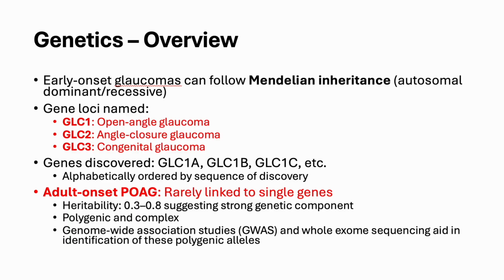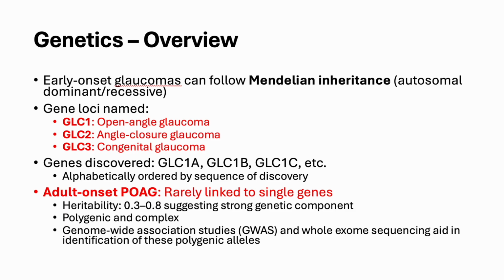Genetics overview. Glaucoma genetics differ by age of onset and type. Early onset glaucomas may follow Mendelian inheritance, either autosomal dominant or recessive. Gene loci are designated as GLC1 for open-angle glaucoma, GLC2 for angle closure glaucoma, and GLC3 for congenital glaucoma. Discovered genes include GLC1A, GLC1B, GLC1C, and so on, named in order of discovery.